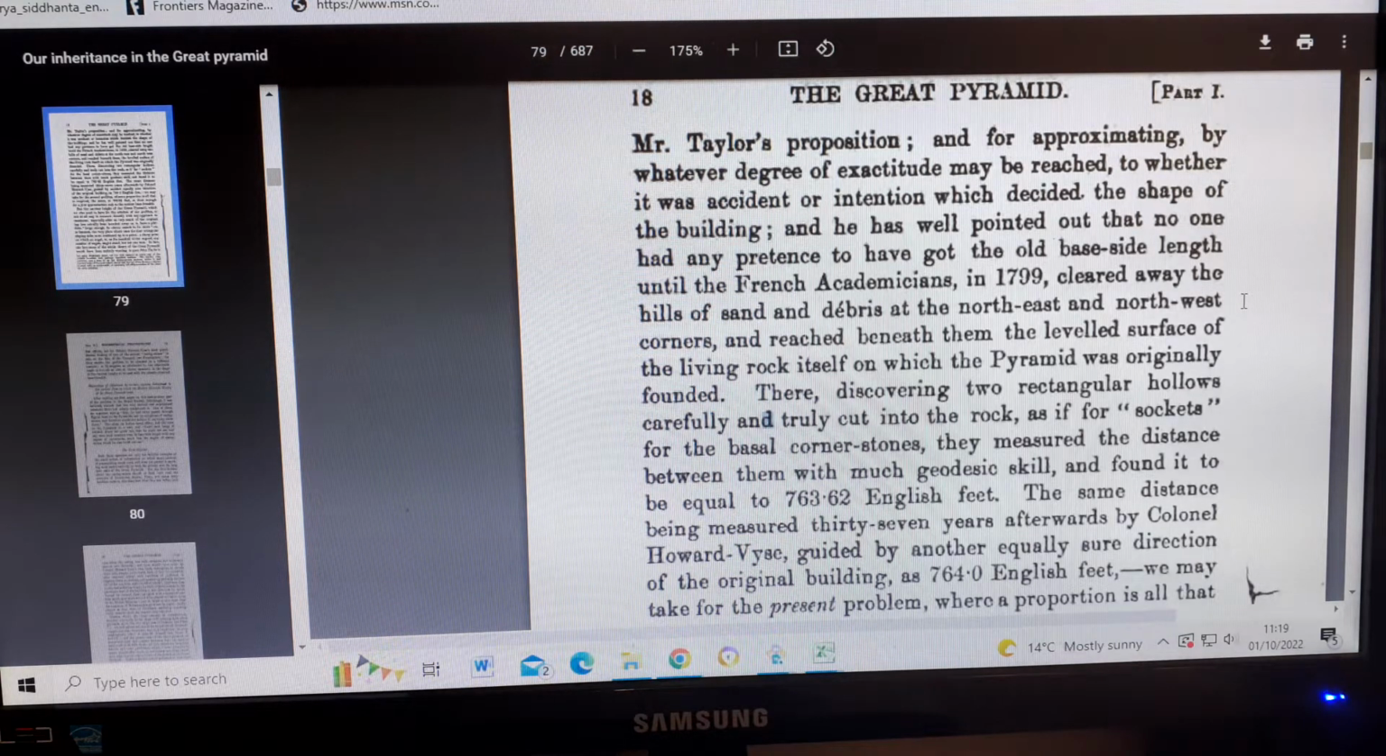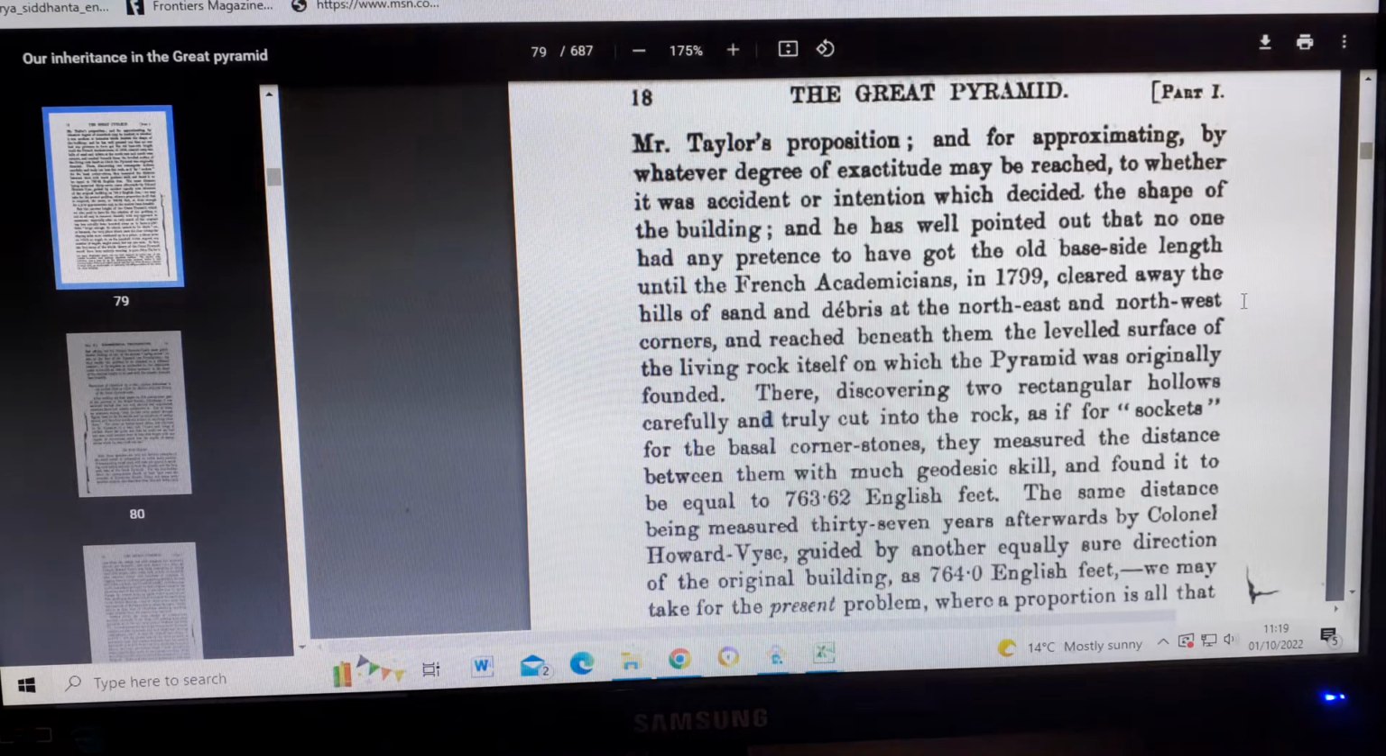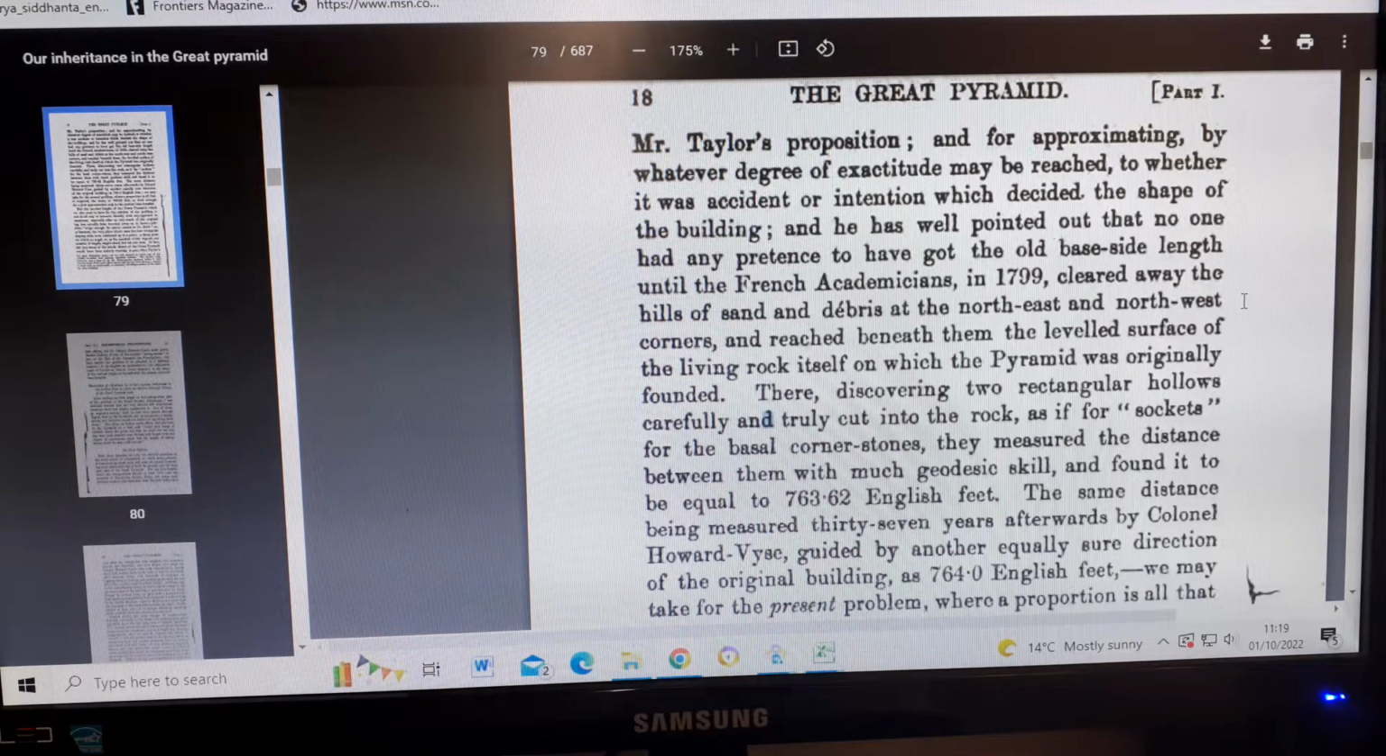Today we're going to establish the length of the base of the Giza Great Pyramid and look at the reason why there are 1760 cubits in it, except for when we use the Egyptian royal cubit. Now this is Piazzi Smyth's book, where he writes about how the base length, socket to socket, of the Giza Great Pyramid was originally measured.